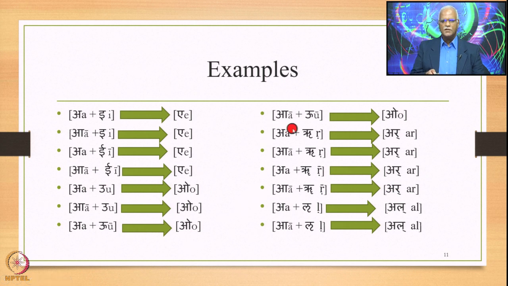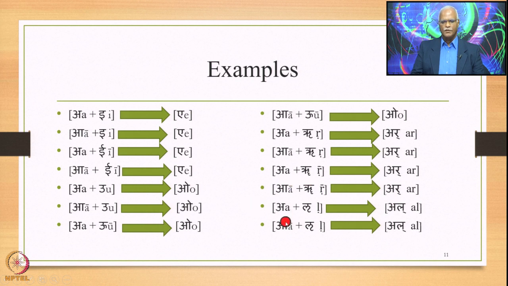Then we have long a plus long u, both long vowels, and 6187 applies, and we get the output in the form of o. Then we have a plus short ru as input, and the output is ar. Then we have long a plus ru as the input, and we have the output ar in place of both of them. Then we have a plus long ru as input, and 6187 applies, and the output generated is ar in place of both a and long ru. Then we have long a plus long ru, both long vowels, and once again 6187 applies, and the output generated is ar.